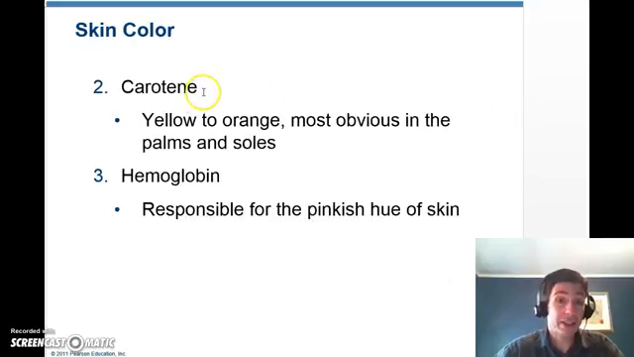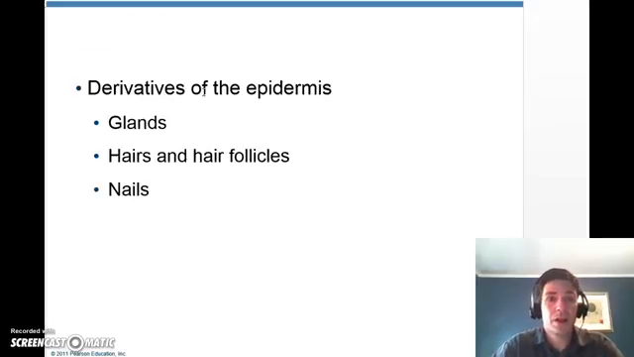There are other pigments or other substances within your skin that give it color. One is keratin or beta carotene. It is yellow and orange in color and usually shows up in your palms, or is more prevalent or easy to see in your palms. And then also hemoglobin, even though it's not considered a pigment, because it is colored, does give that rosy hue to your skin.